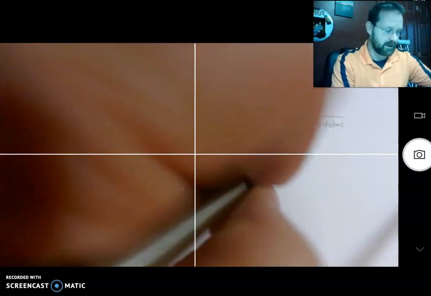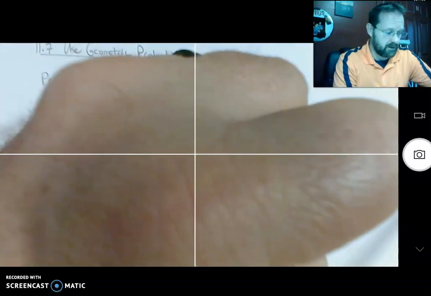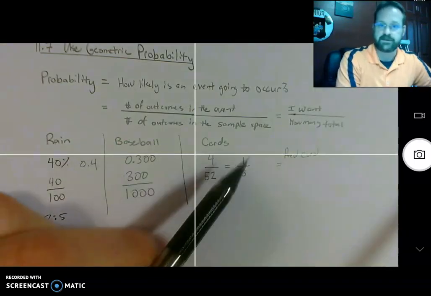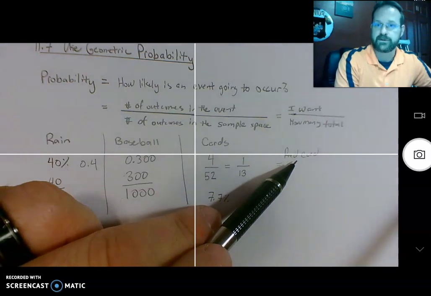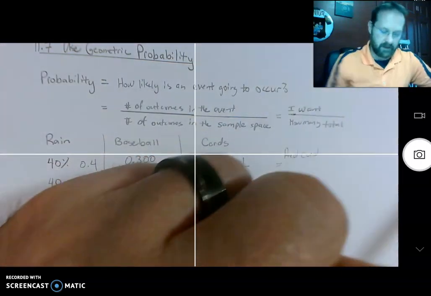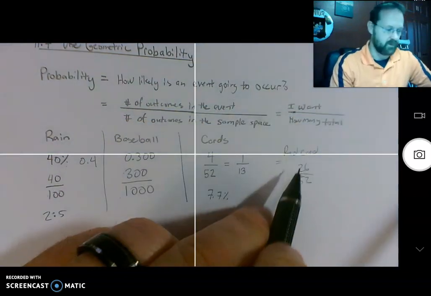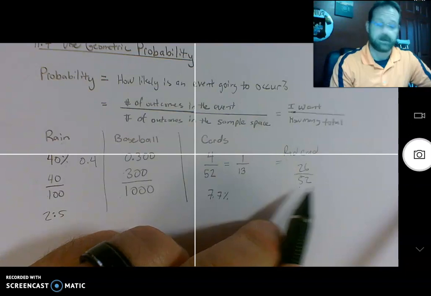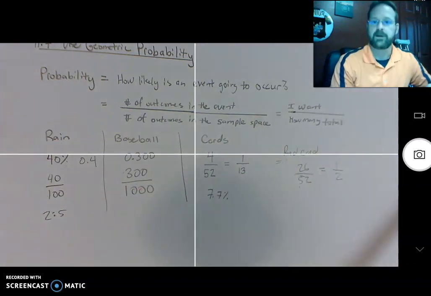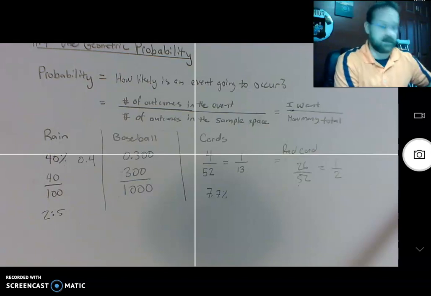Let's do one more real quick. What would be the probability of drawing a red card? That's pretty easy. There are 2 suits of red, hearts and diamonds, and so there are 26 red cards out of 52 total cards. Of course, we already knew the answer: there's a 1 out of 2 chance of getting a red card, because the only other option is getting a black card, which would be the suits spades and clubs.